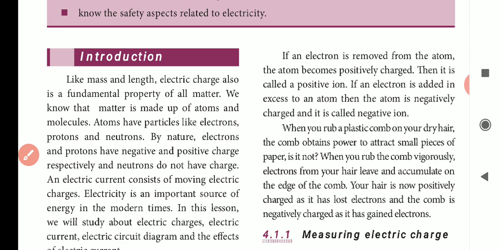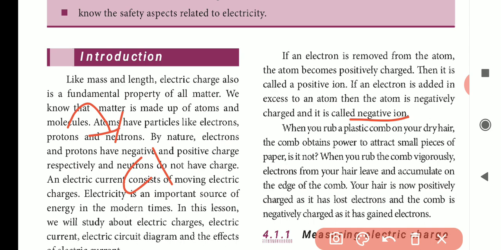If an electron is added in excess to an atom, then the atom is negatively charged and it is a negative ion. Cl gets one electron from sodium, so it becomes a negative ion. This is the negative ion.